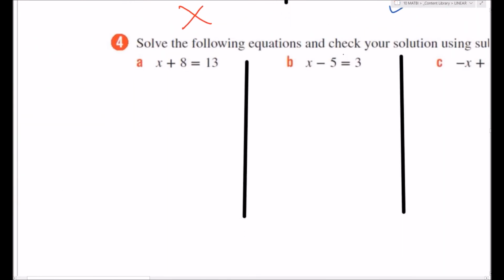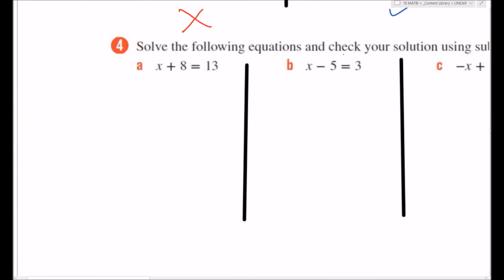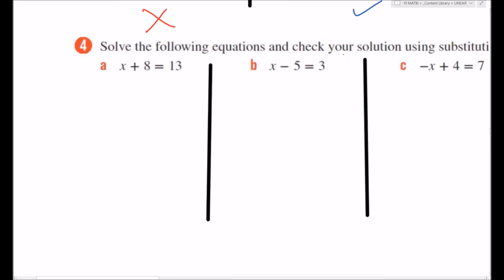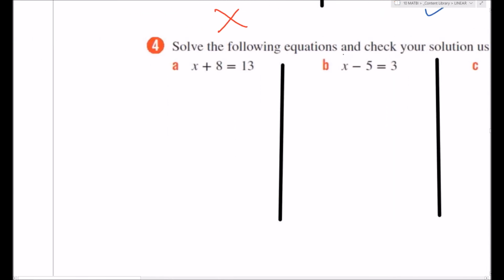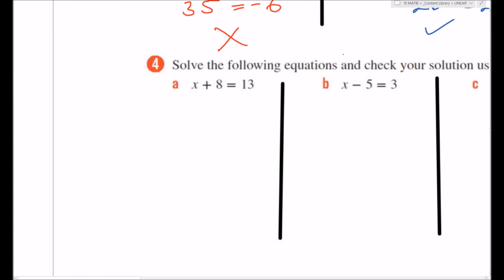Okay, so let's do some actual solving linear equations. Solve these equations by checking your solution using substitution. So let's figure out what these unknowns are. So remember back to what I mentioned previously when we just started this lesson, was that the idea behind these questions is you want to try and make x by itself. You want to try and isolate the x.